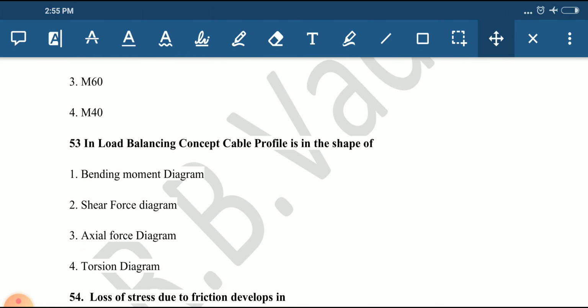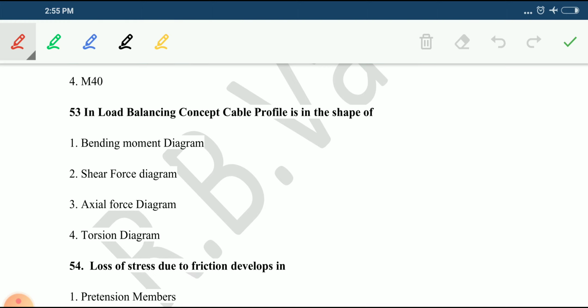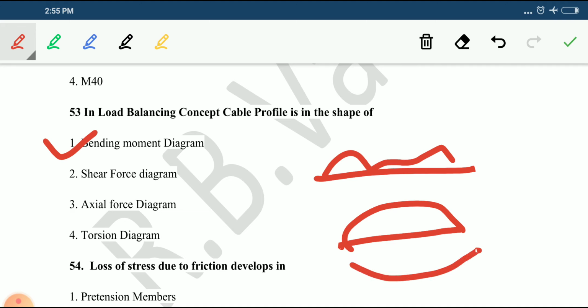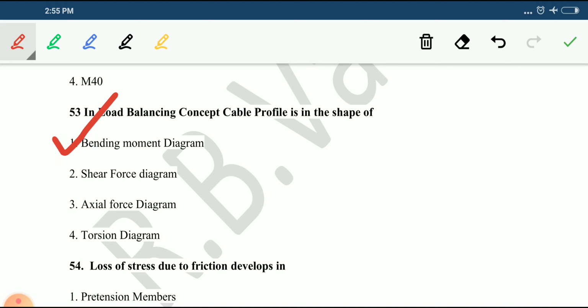In the load balancing concept, the cable's profile is in the shape of... What do you mean by the load balancing concept? In the load balancing concept, the cable profile is provided in the shape of the BMD. According to that diagram, the shape is provided. So if it is UDL, the BMD will be parabolic, which means we will provide the cable profile also in parabolic shape only. Okay, the answer for this one will be 1.